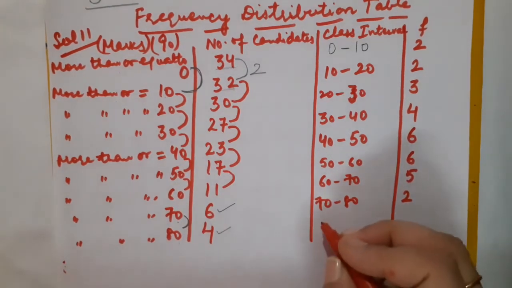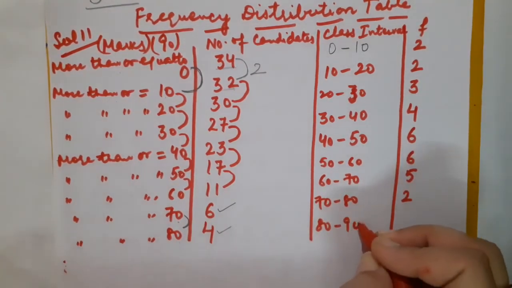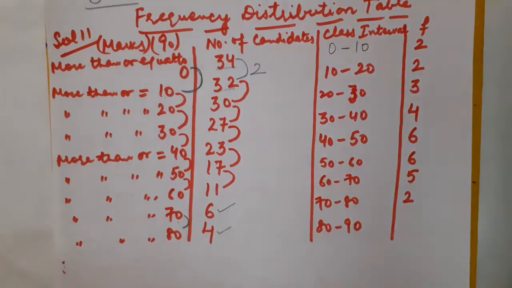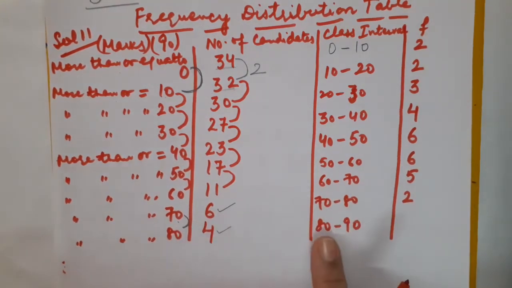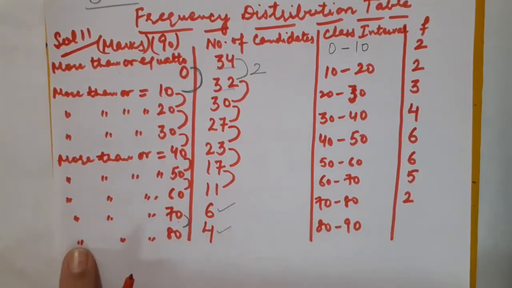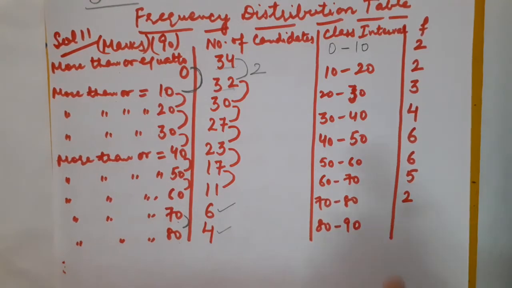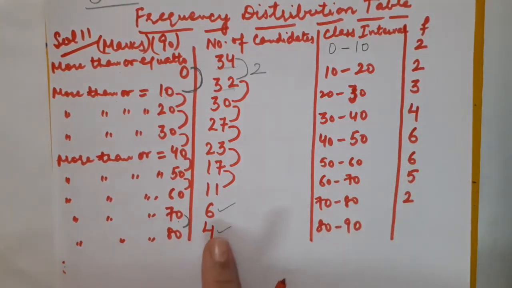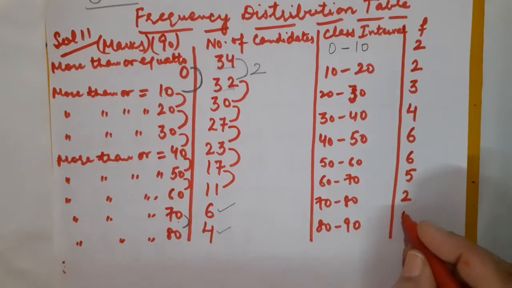Now let us talk about 80 to 90. Means equal to 80, because in lower limit we include, here we have to include 80, equal to 80 and more than this. Means from 80 to 90. So how many candidates are there? Yes, exactly 4 we are supposed to write.